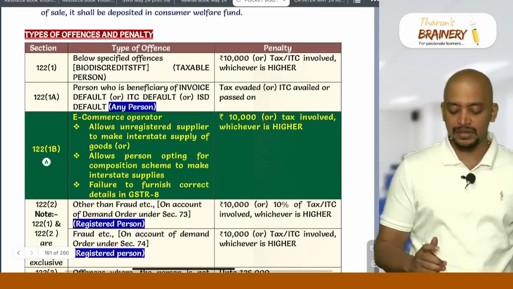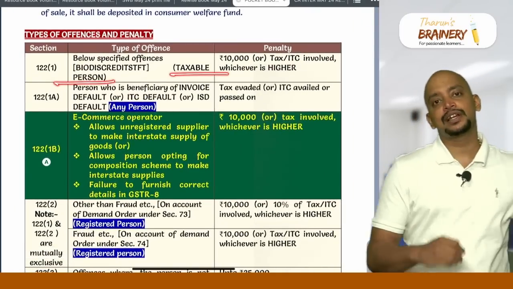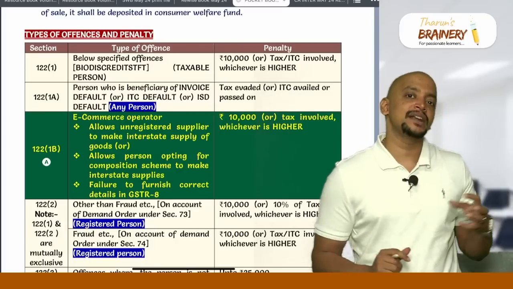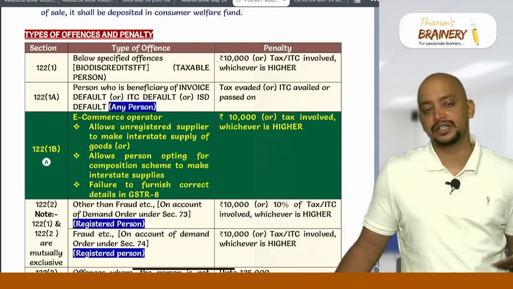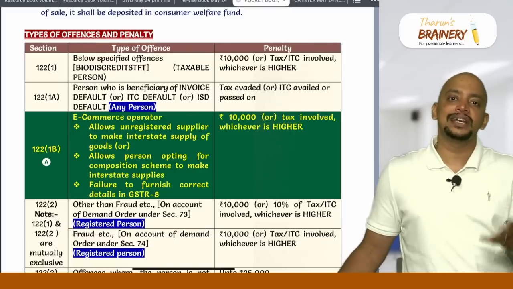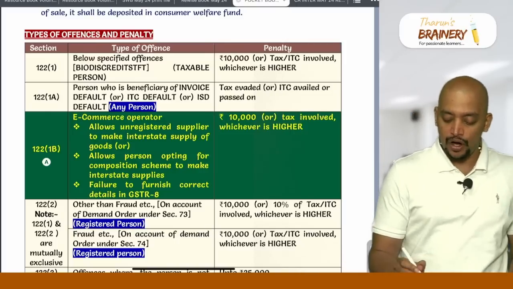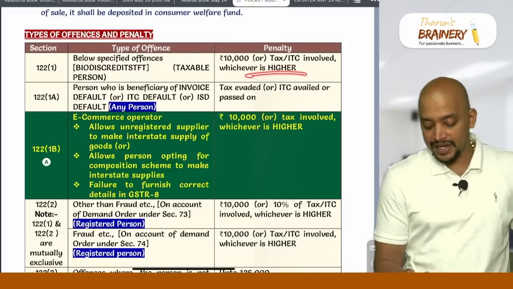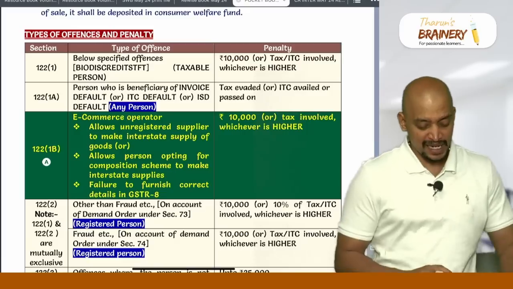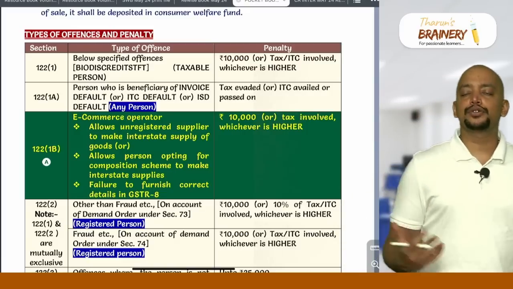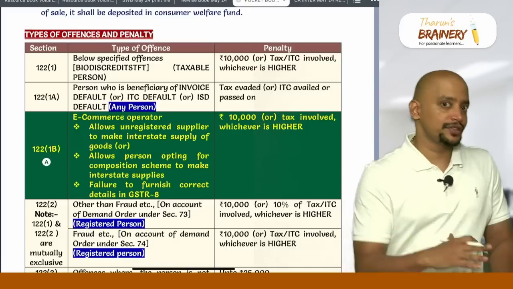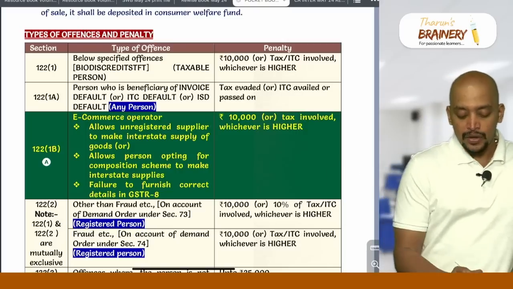Okay. So these are the various offences under section 122 subsection 1, and if these offences are committed by any taxable person, meaning either a registered person or a person liable to get registered, then the penalty will be 100% of the amount involved in the offence, that is tax or ITC or TDS TCS as the case may be, or 10,000 rupees, whichever is higher. As I already told you, the penalties should be computed separately for CGST and separately for SGST.